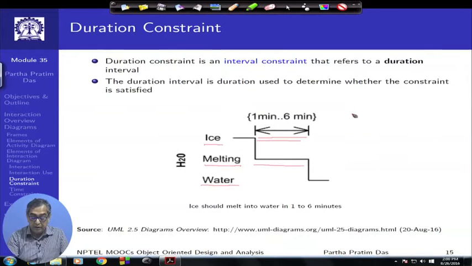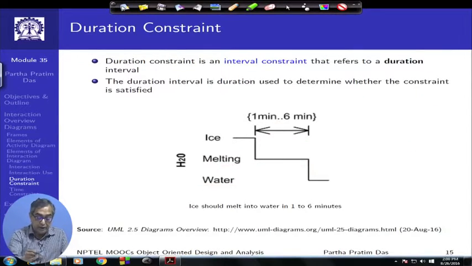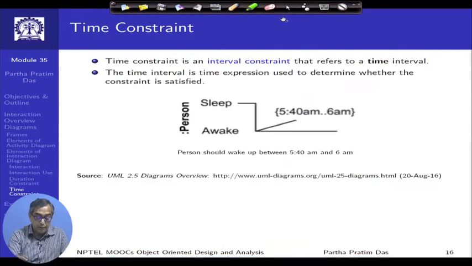So, whenever you have to show duration, you just show this kind of notation, and then you write what the time duration is. Here you can see that the duration is in turn shown as a range. This diagram will read that for the ice to melt into water, the melting time is anywhere between 1 minute to 6 minutes. So, such duration constraints can be regularly put.